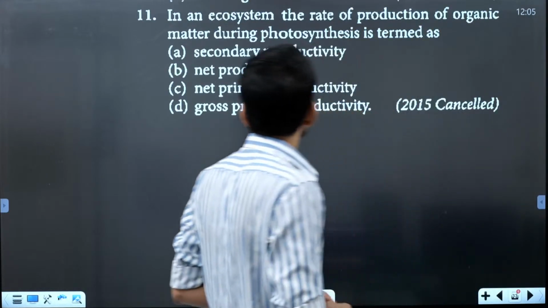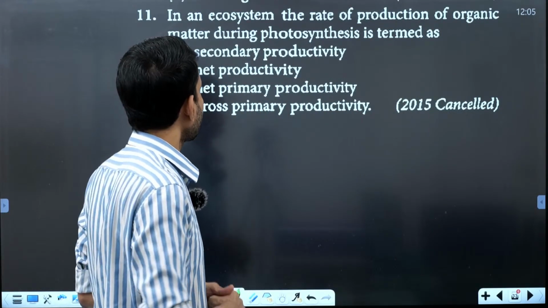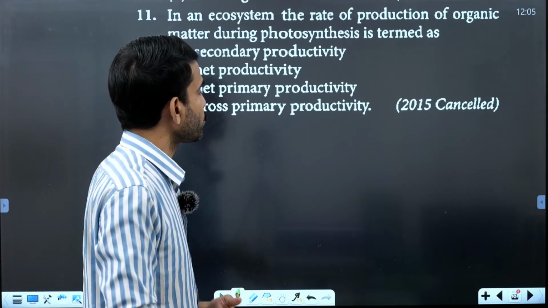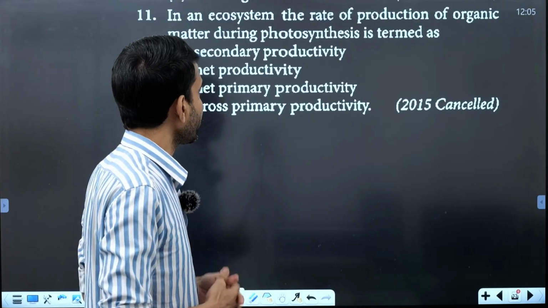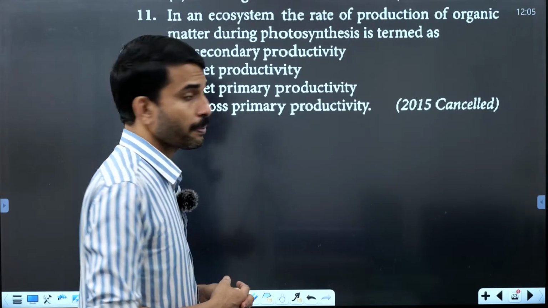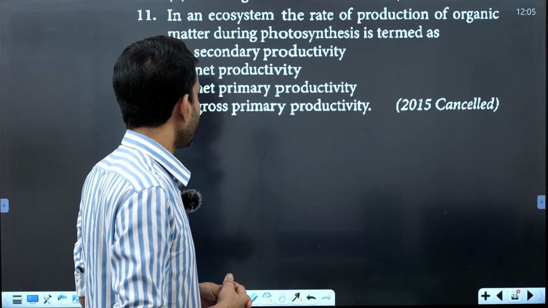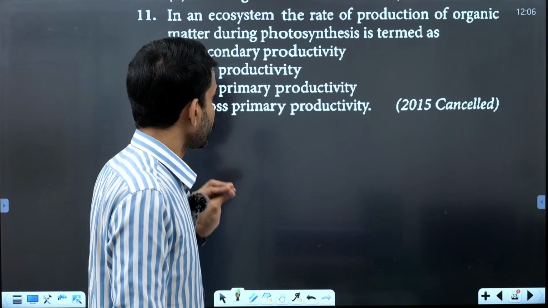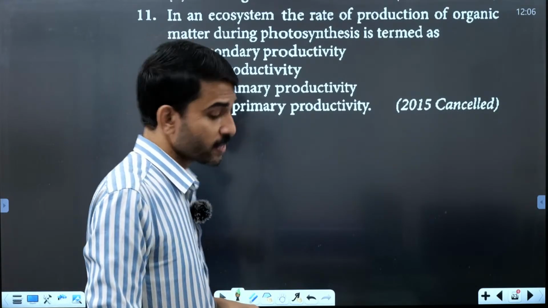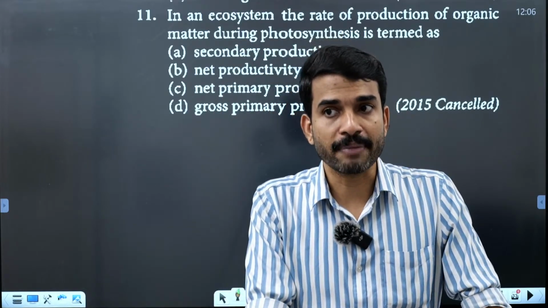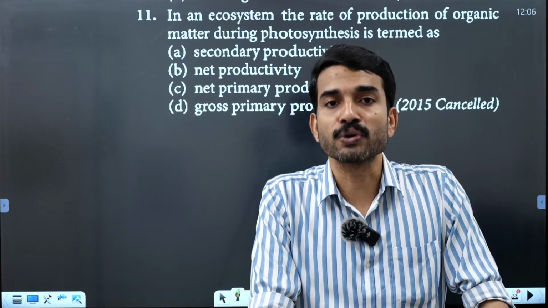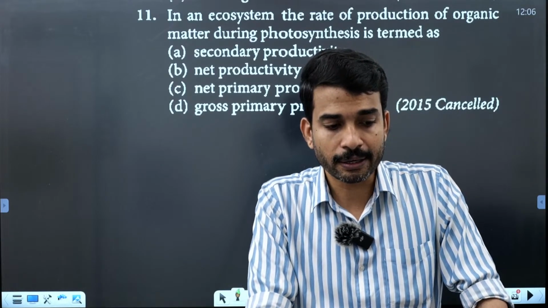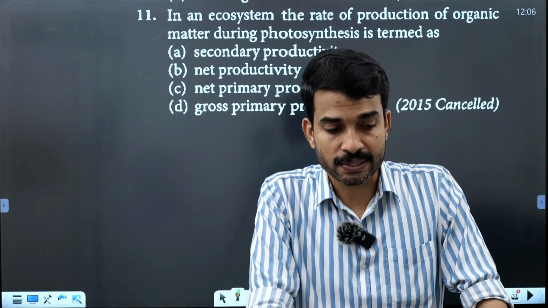Next one. In an ecosystem, the rate of production of organic matter during photosynthesis is termed as: secondary productivity, net primary productivity, or gross primary productivity. In an ecosystem, the rate of production of organic matter during photosynthesis. So the total amount of organic matter or energy produced during the time of photosynthesis, what will we call it as? The total amount of energy or organic matter produced during photosynthesis, the sum total.